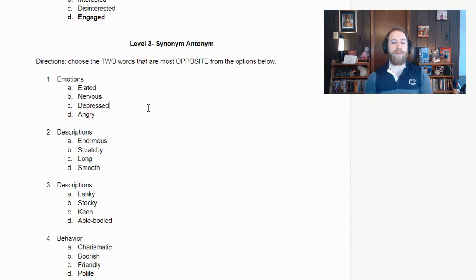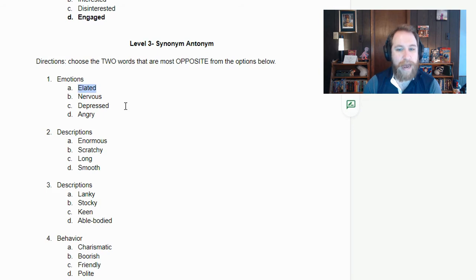All right, and level 3. This, in my opinion, is the hardest because you have to take 2 words and decide that they're opposite out of these 4. All right, now I gave you some vague categories here. So the first one is emotions: elated, nervous, depressed, and angry. All right, so as I look over these words, elated means extremely happy. Nervous, okay, like you feel anxious about something. Depressed, obviously sad. And then angry is, angry, needs no introduction.